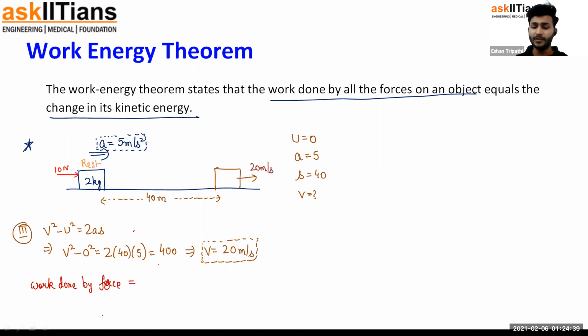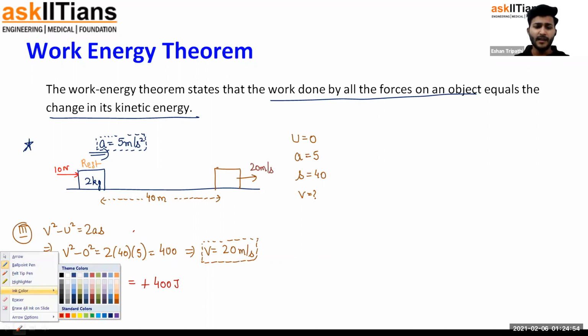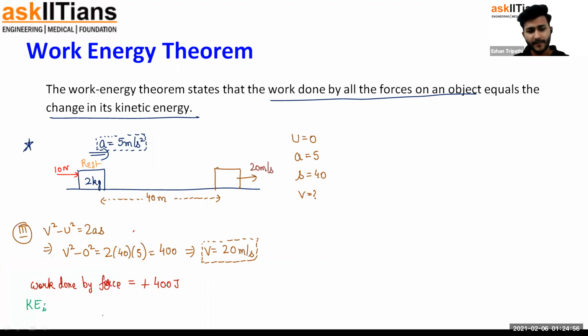The work done by the force comes out to be 10 newtons of force acting over 40 meters displacement. So can I say that the work done was positive 400 joules? 10 multiplied by 40 cos of 0 degrees. Now let's talk about the initial kinetic energy. Initially, what was the kinetic energy of the body?